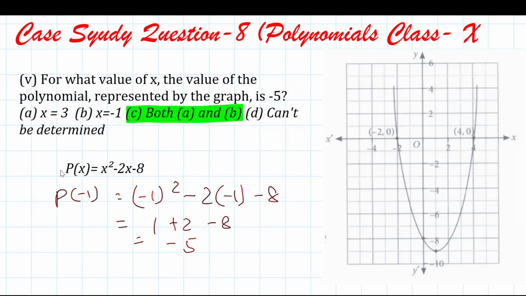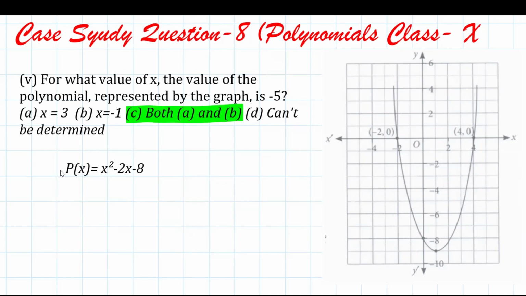Now, what I'm thinking is, assume that it is not an MCQ, then what should you do? How will you determine the values of x? So what you can do in such a situation, when the options are not given, is simply equate this polynomial with the result, that is minus 5, and solve it.